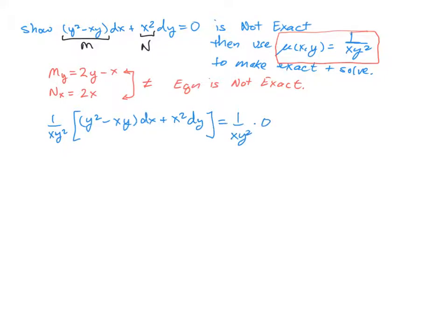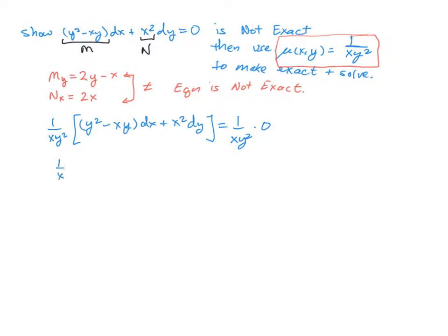So now, of course, when we distribute, we're going to have a 1 over x, and then we're going to have a minus 1 over y. And again, that's the dx coefficient. And then we're going to multiply and distribute again. So now we're going to have a 1, actually just x over y squared. So x over y squared times dy. And of course, 0 times anything remains 0.